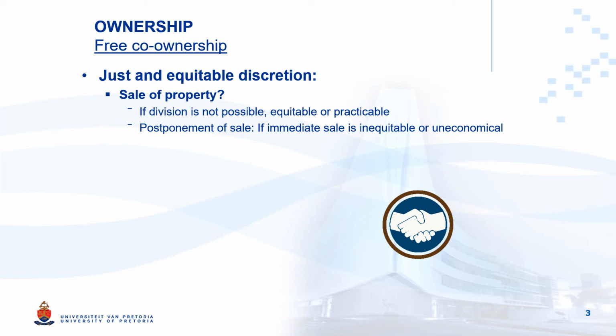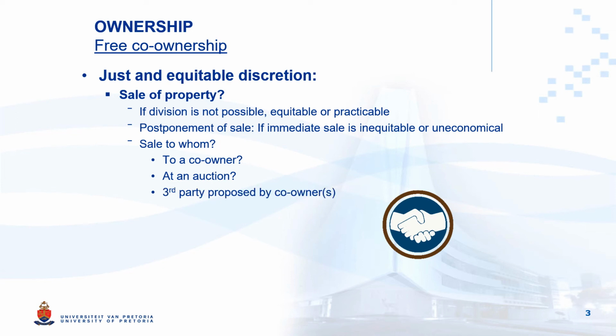If it is, however, not possible to sell the property to one of the co-owners, the court may order that the property be sold at an auction to a stranger, or that the property be sold to a third person that has been identified by the co-owners. In this regard, the court will order for an independent valuation of the property to be obtained and for the co-owned property to be sold at a public auction.